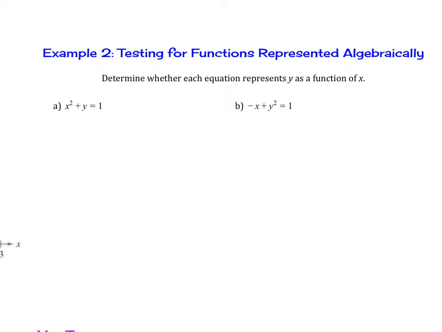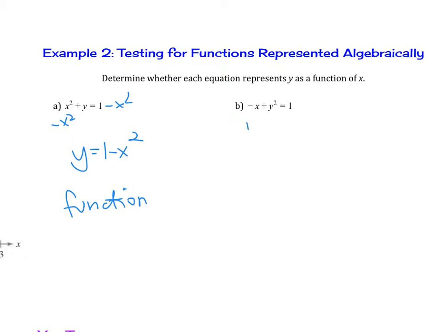So letter A, we're going to subtract x squared from both sides. So y equals 1 minus x squared. Each value of x corresponds with exactly one value of y, so this is a function. If you think about the graph as well, and we'll get to that a little bit later, we know that the x values do not repeat with a different y value.